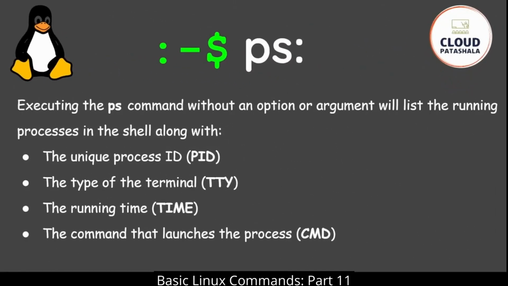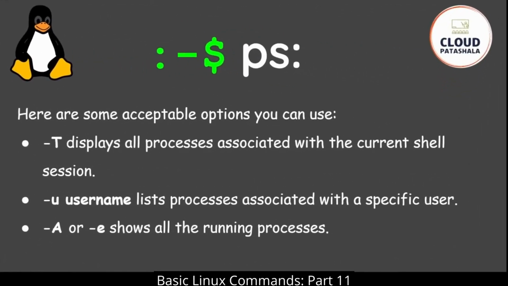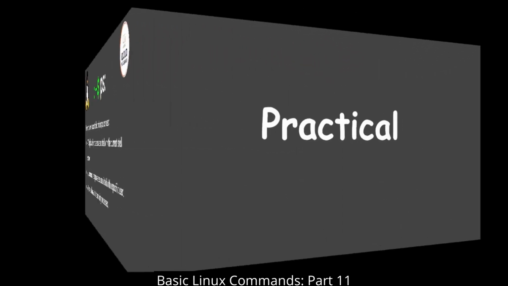Executing the PS command without an option or argument will list the running processes in the shell along with the PID, the TTY, that is the type of terminal, and the running time, and the command which was used to launch the process. Some of the acceptable options that can be used are -t, -u, and -a. We obviously would be using some other flags.